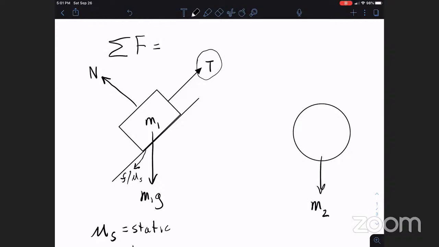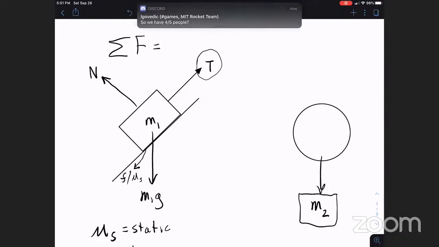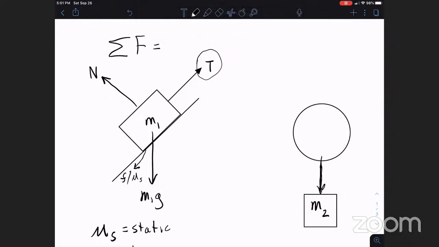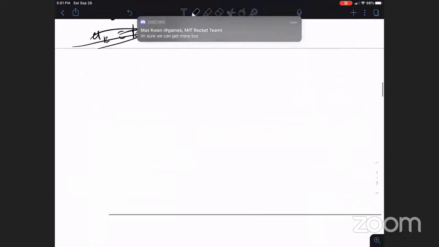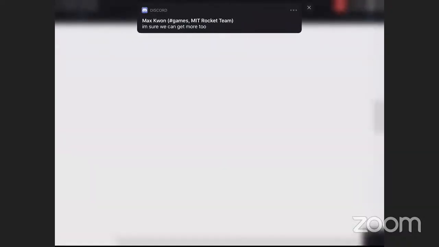And since mass 2 is the only mass in this system, because again, we're assuming that this rope has no mass, and we're assuming that the mass of the pulley also contributes no mass, we're going to go ahead and assume that the whole mass of this object here is that of mass 2.